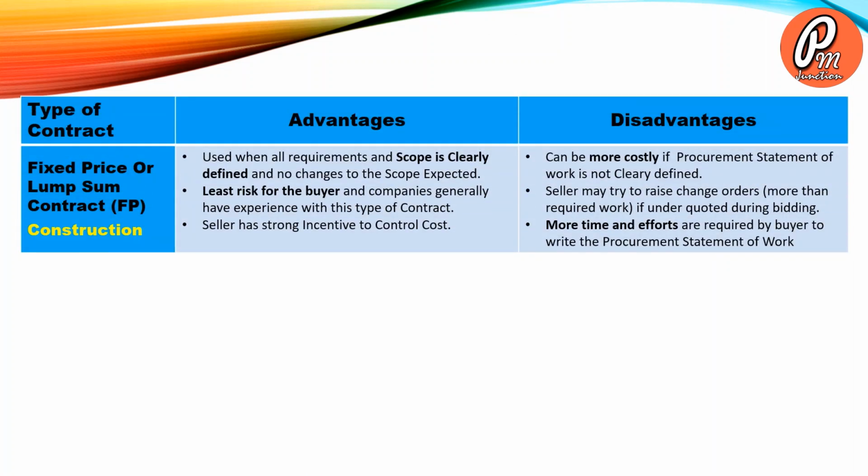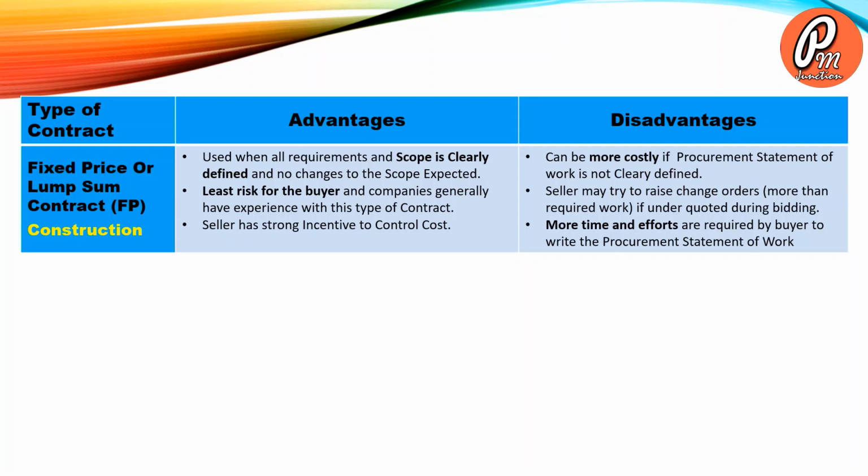Let us try to understand advantages and disadvantages of each type of contract. Fixed price or lump sum contracts are generally used in the construction industry. The major advantages are: used when all requirements and scope are clearly defined and you don't expect any change to the scope. It is least risky for the buyer and companies generally have experience with this type of contract. Seller has a strong incentive to control the cost, being the nature of fixed price.